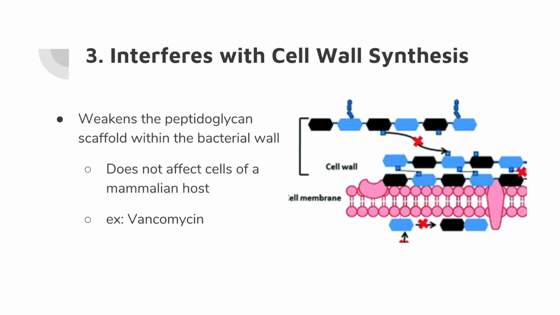The next mechanism of action is interfering with cell wall synthesis. These antibiotics weaken the peptidoglycan scaffold within the bacterial wall, which does not affect cells of the mammalian host, because mammalian host cells do not contain a peptidoglycan cell wall structure. An example of this antibiotic is vancomycin.